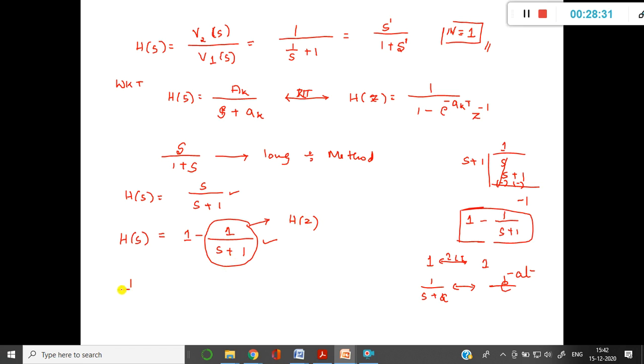Try to write it. So we have 1 divided by s plus 1. If I write this in terms of the z-transform, how do you write? 1 divided by 1 minus e to the power of minus a T z inverse, where a value here is 1. That's it. So finally H(z) can be rewritten as H(z) equal to 1 minus 1 divided by 1 minus e to the power of minus T z inverse.